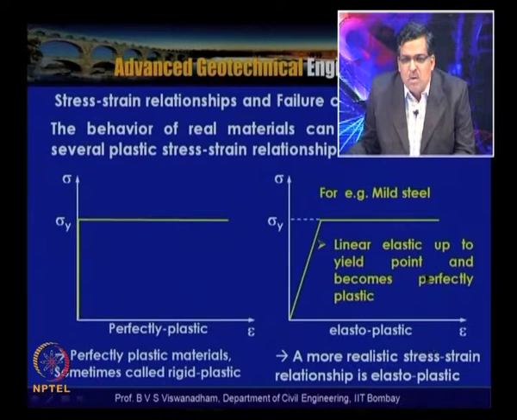So this is the more realistic stress strain relationship, which is called elastoplastic, and an example is mild steel, which remains linear elastic up to the yield point, and thereafter it has a perfectly plastic state.